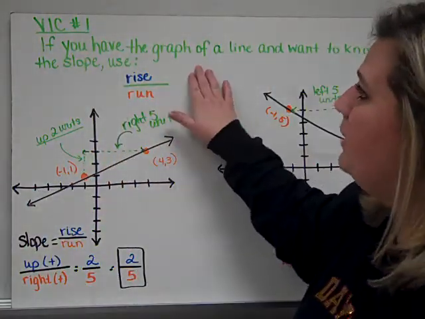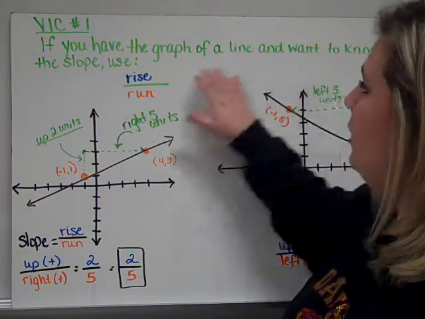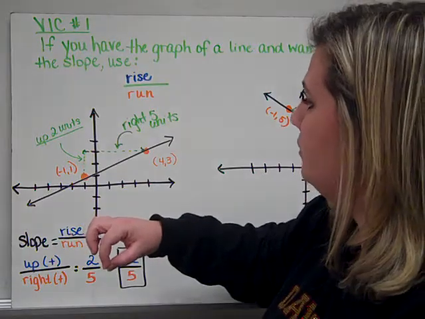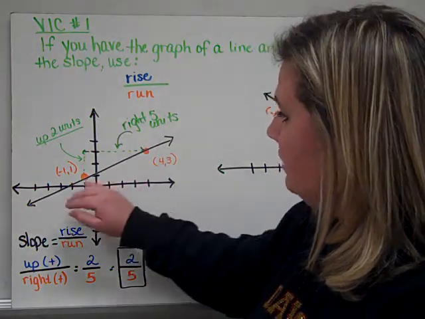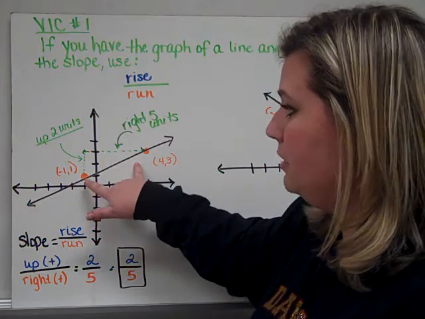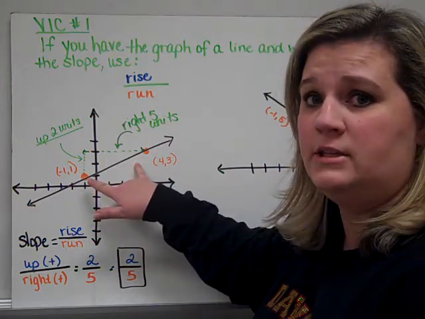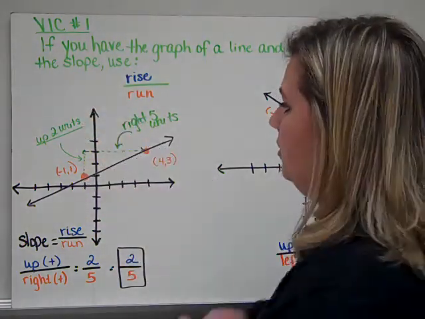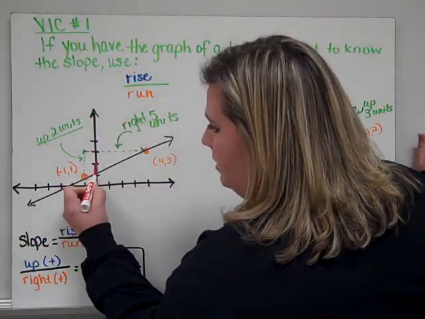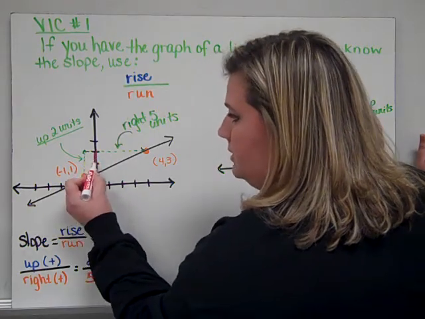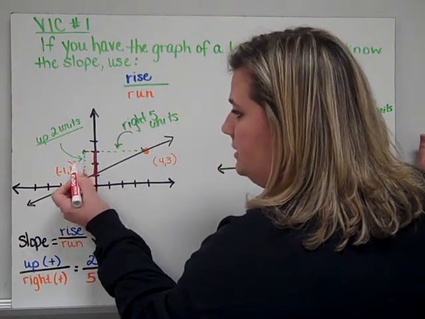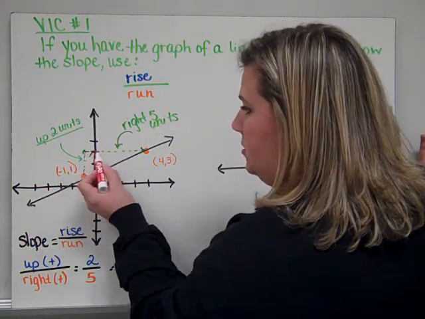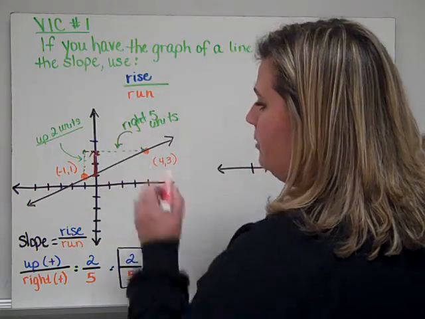Okay. Vic number 1. If you have the graph of a line and want to know the slope, when we have a graph, we're going to use rise over run. So here's our graph, here's our line, we have 2 points, and we're going to talk about rise. Remember, rise in our numerator is going to be our Y value. So how many units am I rising up? Well, if I count them, here is 1 unit, here is 2 units. So I'm going up 2 units. Then from this point, how many am I going to the right? Well, I'm going 5.